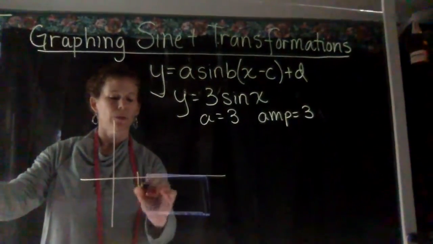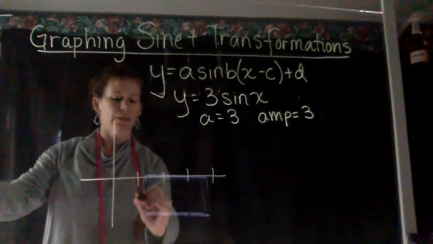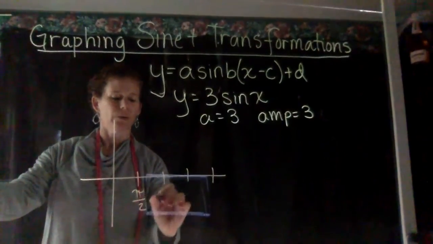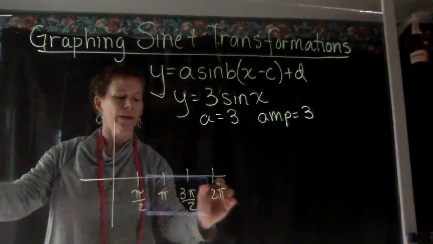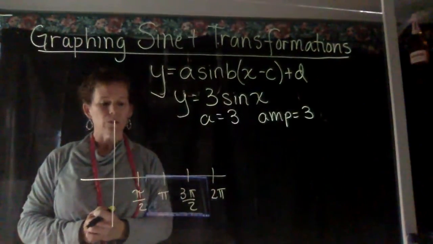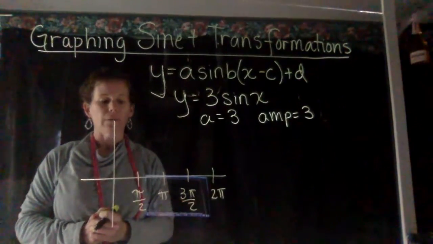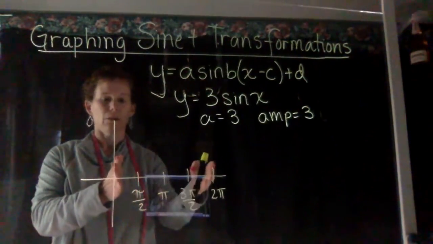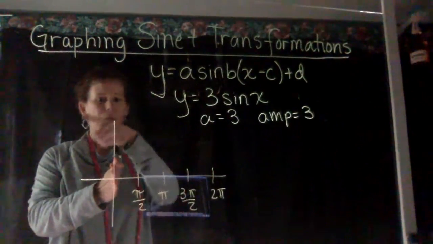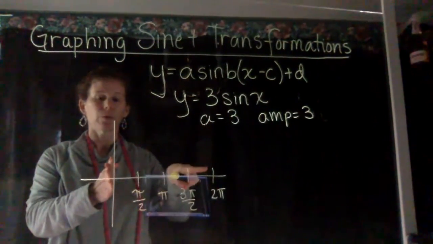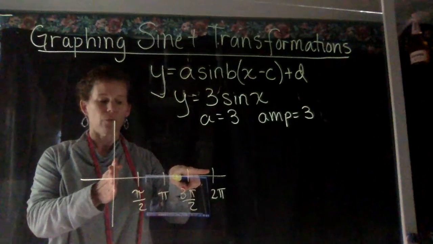So I'm going to keep my spacing the same as I just did with pi over 2, pi, 3 pi over 2, and 2 pi. My period here is still 2 pi. When I think about graphing this, I'm going to think about it in fourths. So when we are on our unit circle, we've got our first quadrant, second quadrant, third quadrant, fourth quadrant, which is also in the fourths.